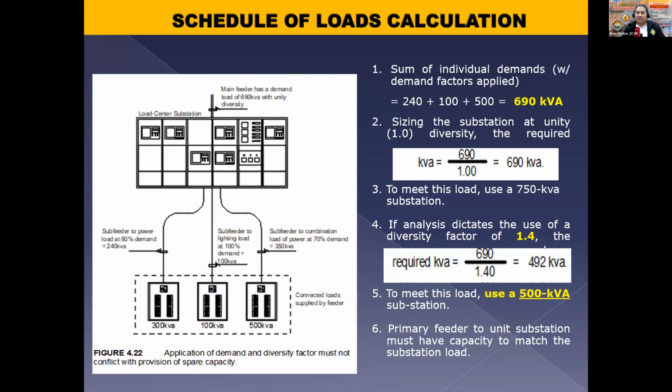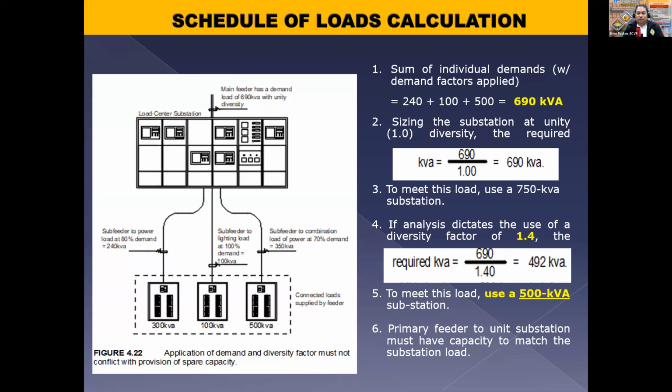Now ngayon, in-apply natin si diversity factor na 1.4. So, lumiit further yung demand natin to 492. So, instead na mag-need tayo ng 750 kVA substation, 500 kVA substation na lang yung need natin, no? So, ito yung impact ni diversity factor in the system. It further reduces the demand, no?